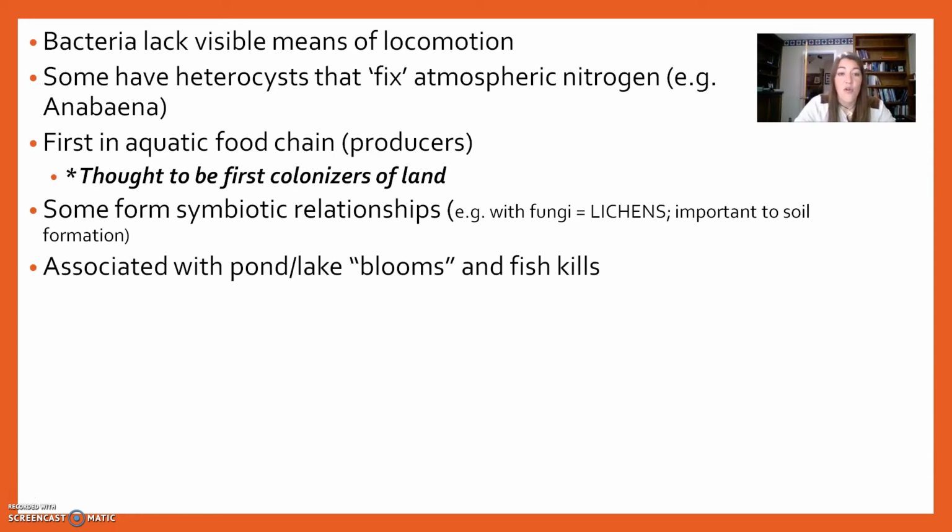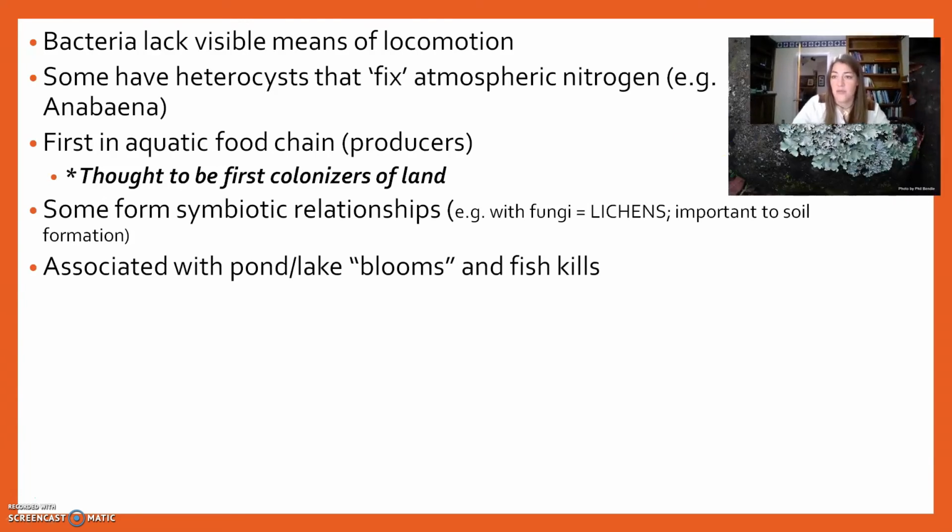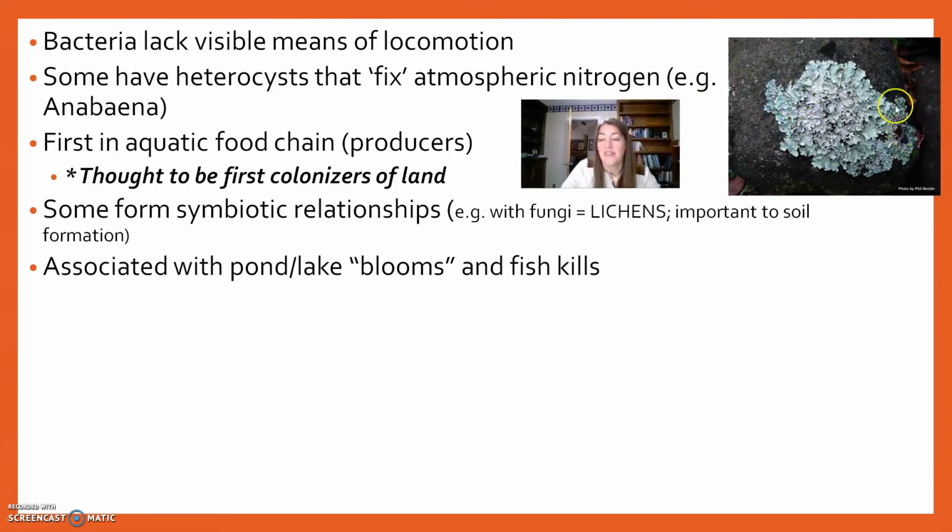Cyanobacteria can also form symbiotic relationships. So with fungi, it's called lichens. And this is important for soil formation. Let me move my picture. But right here is an example of lichen. So it's a fungus plus a cyanobacteria. So they're able to break down the rocks here and use the different nitrogen or whatever minerals are in there. And as it decomposes, it actually makes soil.